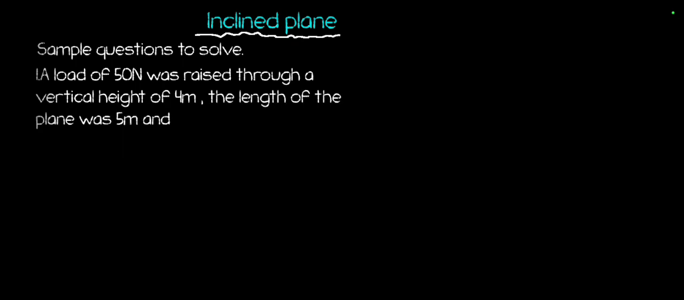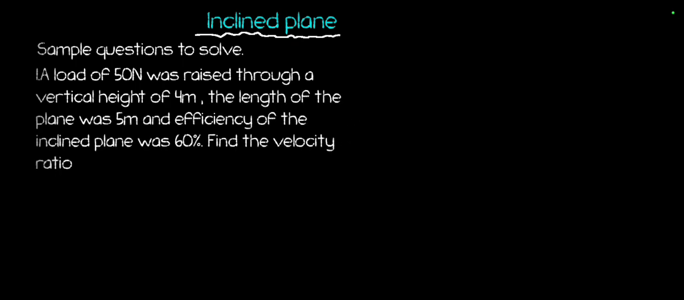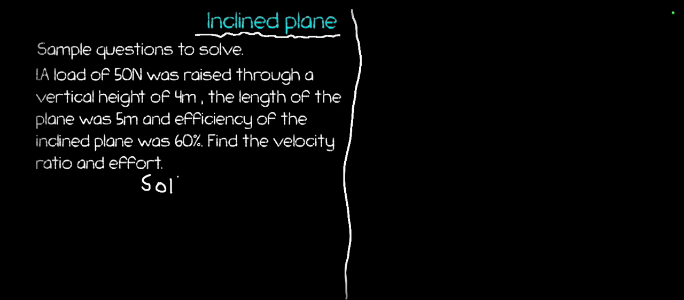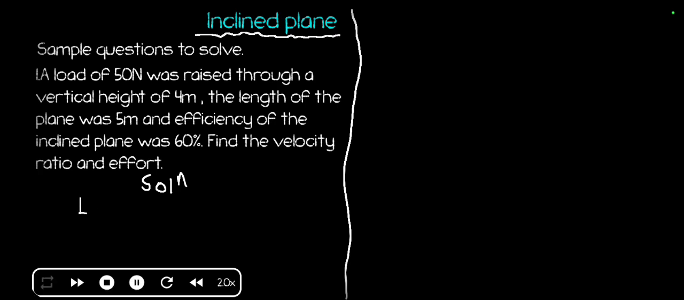A load of 50 newtons was raised to a vertical height of 4 meters, and the length of the plane was 5 meters, and the efficiency of the inclined plane was 60%. Find the velocity ratio and the effort. So we are told to find the velocity ratio and the effort. Let's move on to the solution.